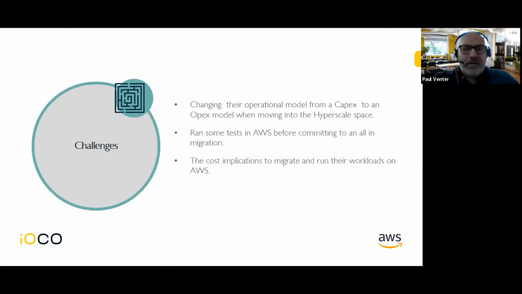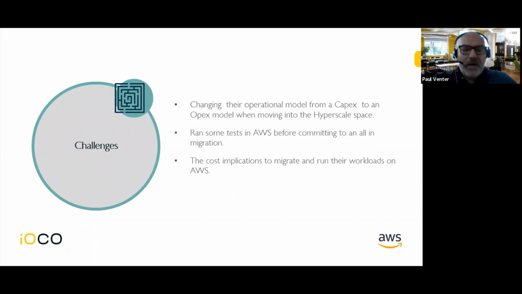But that also obviously comes with a couple of challenges. They've already wrapped their heads around moving from a CapEx model to an OpEx model, which I think is, in a lot of scenarios, a bit of a challenge for people to get their heads around. Like I've mentioned, they've run a couple of tests and made sure that they could see the benefits from running their workloads on AWS, and they've tested a couple of their systems.